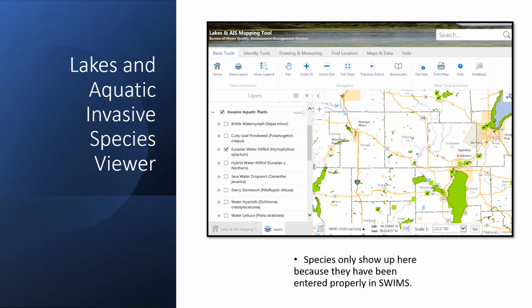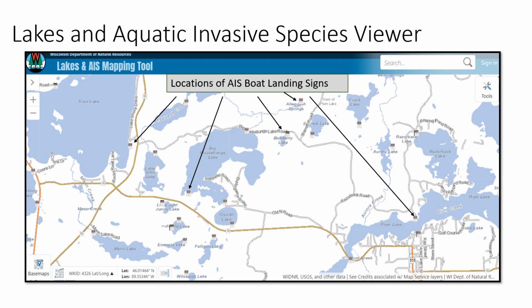The DNR AIS biologists can also help you find known species locations and create maps from the viewer that include observed species when you need one. Something else SWIMS shares on this tool are the locations of boat launch signs that should be associated with every launch that we have record of.